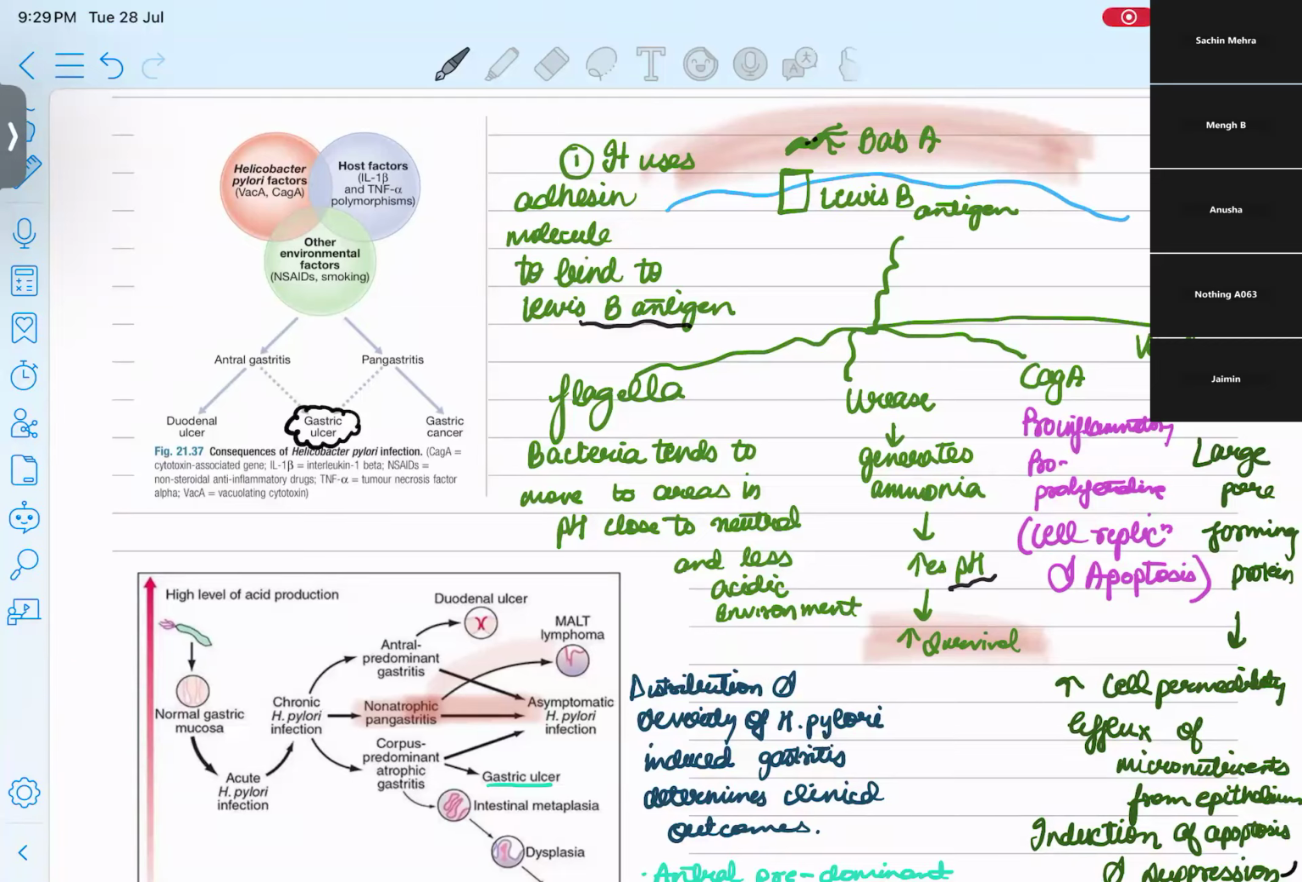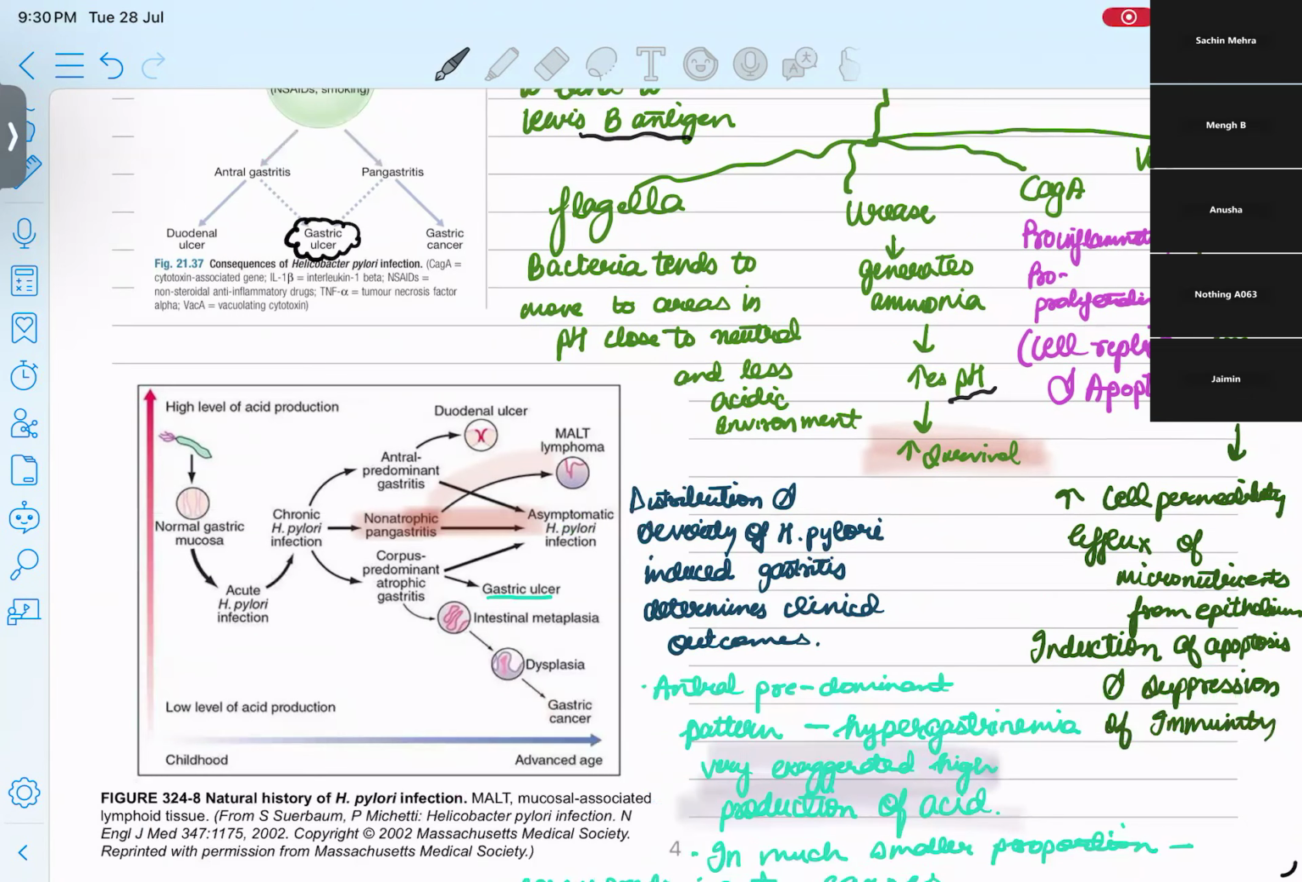Now, the CagA and VacA genes are often confused with each other. We have to understand it clearly. CagA is a pro-inflammatory and pro-proliferative gene present in H. pylori, which increases cell replication and apoptosis. And the VacA gene is actually a large pore-forming protein, which increases cell permeability and efflux of micronutrients from the gastric epithelium, with induction of apoptosis and suppression of immunity.